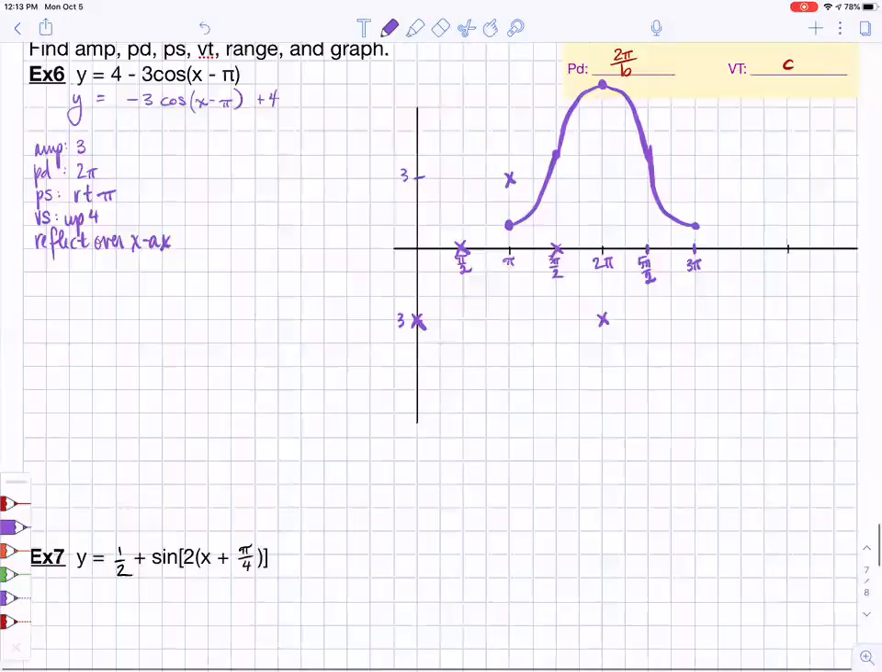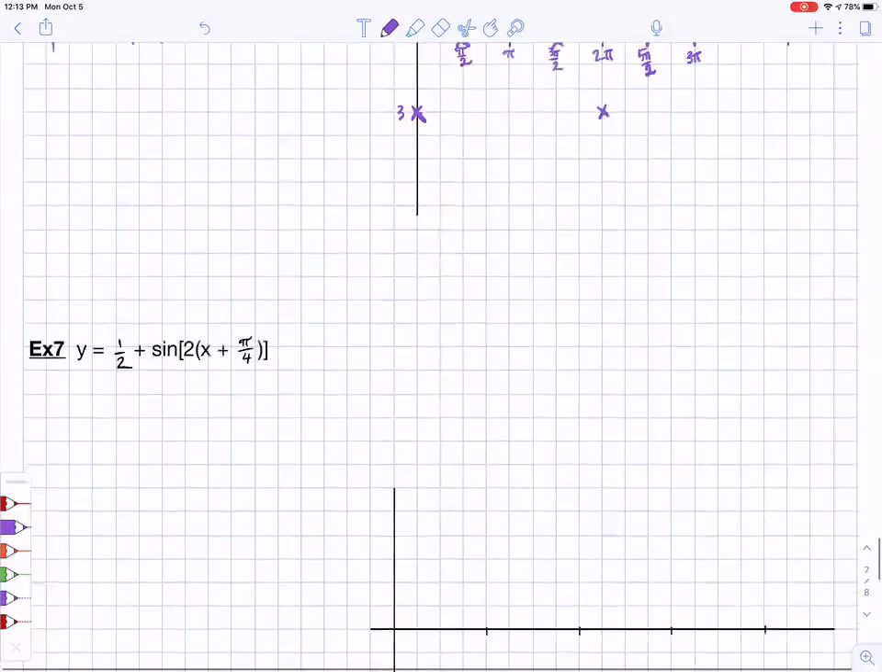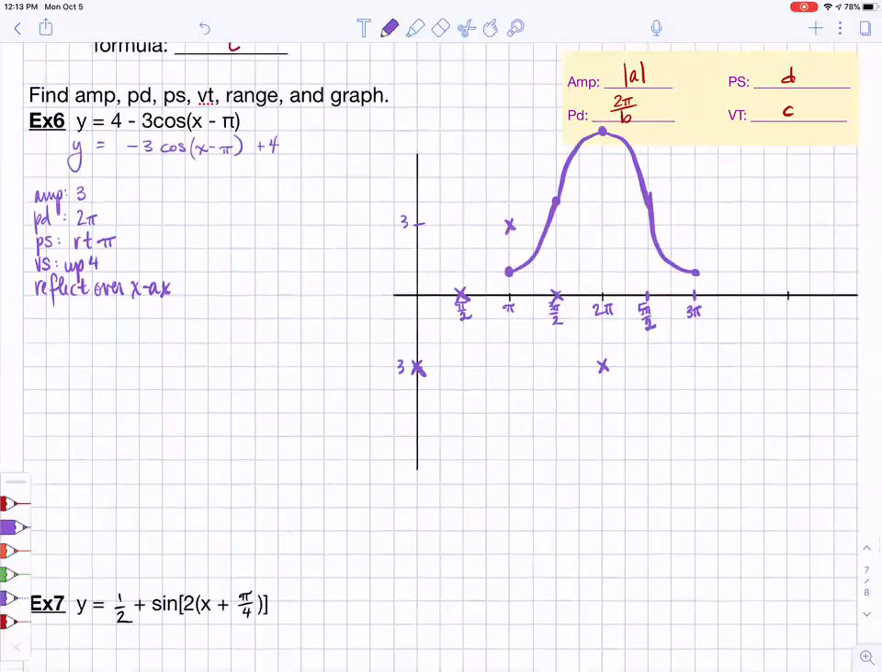Sometimes my lab will ask you what is the range. What's the range? What's the domain? They won't ever ask you what the domain is. What's the domain? Negative infinity to positive infinity. Remember, this is a wave that keeps on going and going and going in both directions, right? So they'll never ask you what the domain is, but they might ask you what the range is.